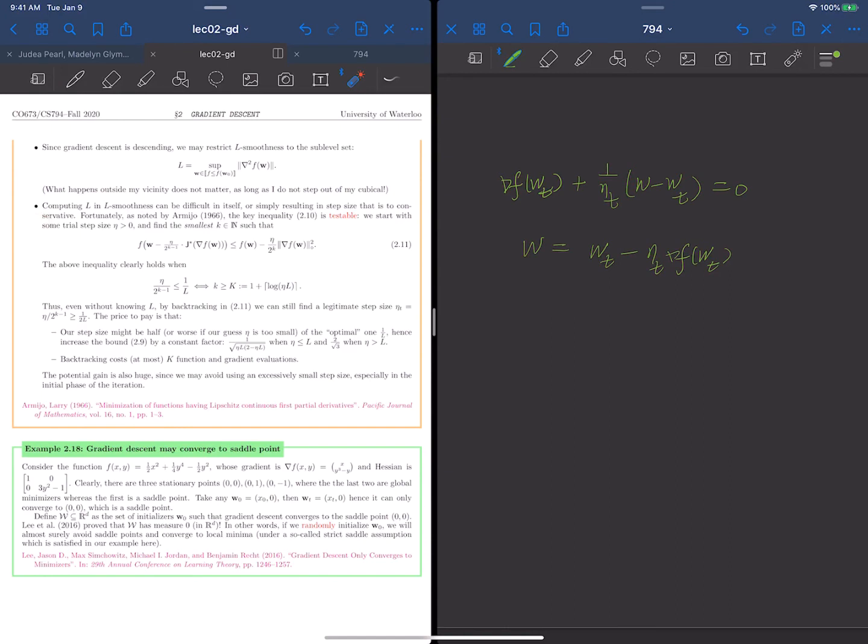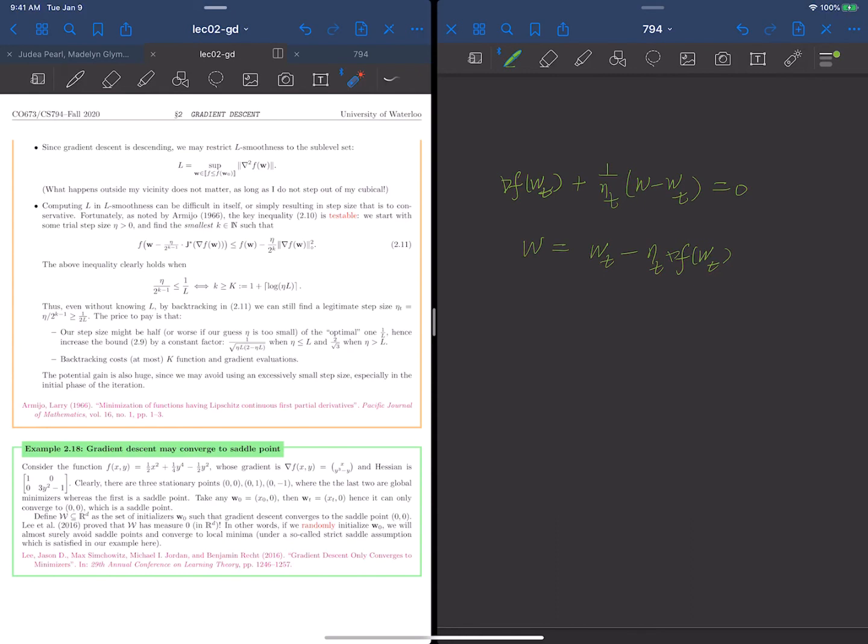The first observation is that because gradient descent is descending, right? If you choose the step size carefully, the algorithm is always descending. So when you compute the L smoothness, you only need to look at W in the sub-level set. Okay, so this is sort of a minor observation. But the more important observation is here. Like, how do we choose the step size?